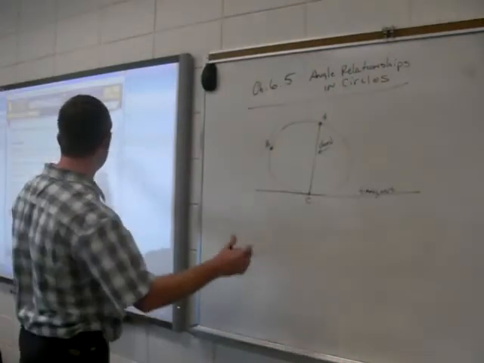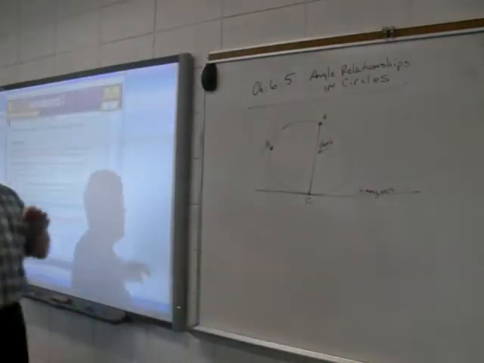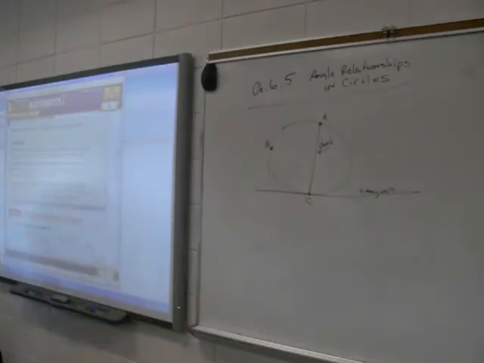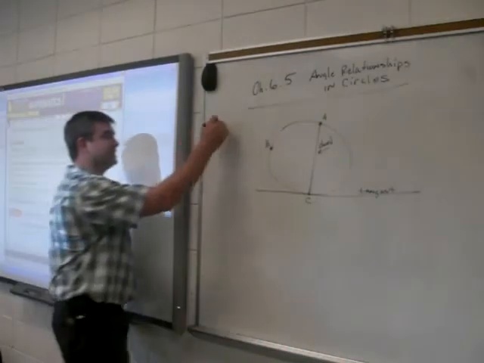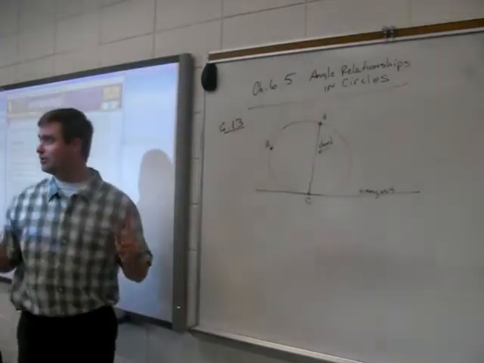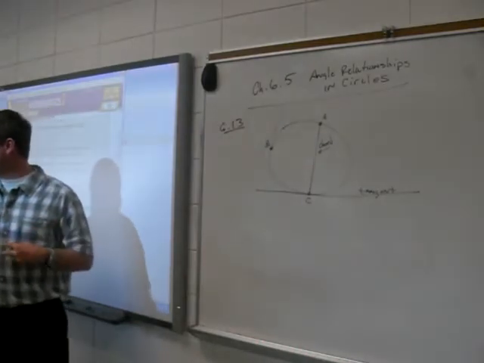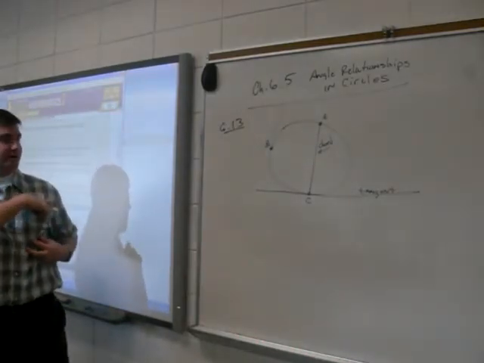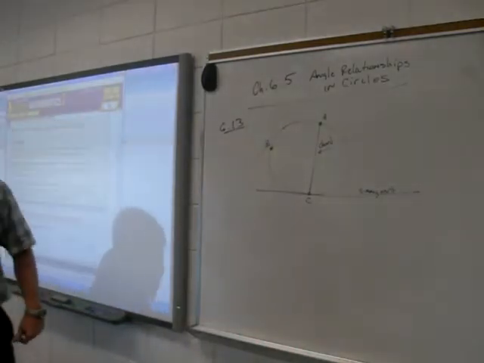This is new. We're talking about chapter 6.5, angle relationships in circles. The three theorems that we're going to be talking about are on page 212, in the box at the top of page 212. The first theorem that we're talking about is 6.13. And like I said before, I could care less about that number. That means nothing. What I want you to understand is the information that's contained in the theorem. Alright, so here we go.